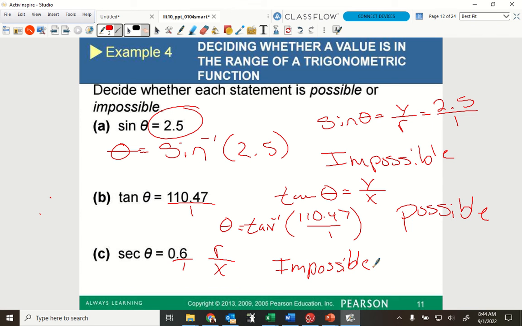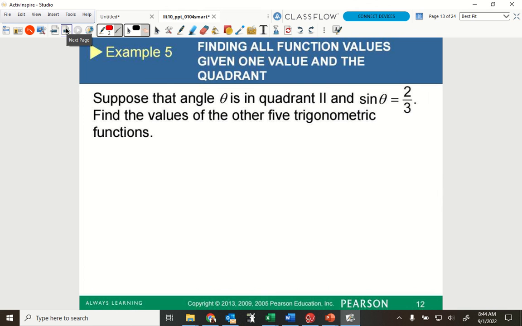So let's take a look at the next one. Are we okay so far? Okay, good. Now, suppose an angle theta is in quadrant 2. Sine theta is 2 over 3. Find the values of the other 5 trigonometric functions.